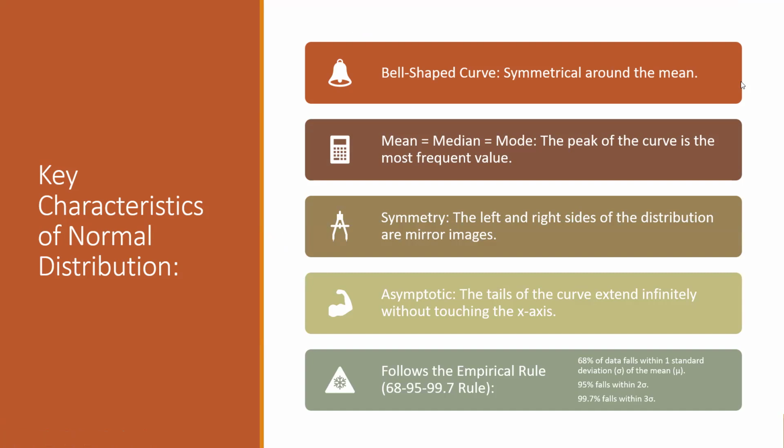The normal distribution is always symmetrical. The left and right side of the distribution are mirror images, as you have seen in the previous diagram. And then the tail of the curve extends indefinitely without ever touching the x-axis. This is one of the very important rules of normal distribution. And then we have already explained the 68, 95, and the 99.9% formula.